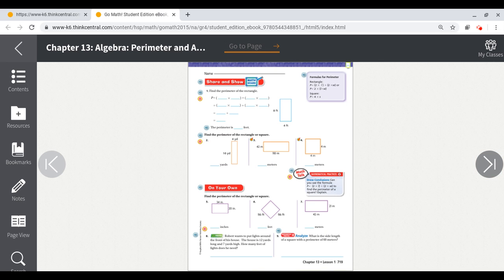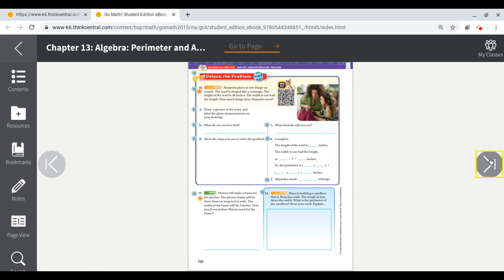So I hope this is making more sense to you. I want you to try 719 by yourself. I want you to try this formula by yourself using this rectangle here. If you still don't get the formula, that's fine. You can still do it adding up all the sides if you're more comfortable that way. I don't care as long as you're getting the answer. You can use the formula and multiply the length and the width times 2, or you can add them. Whatever way you want to do is fine with me. So let's move on to 720.